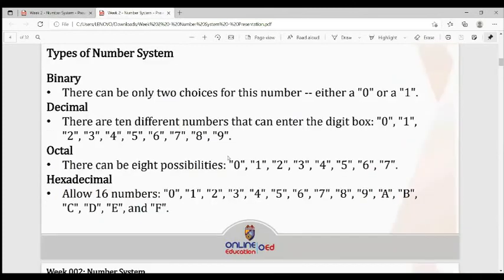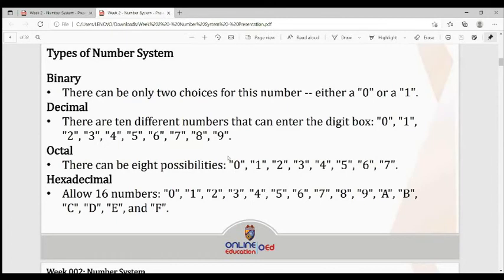So we have here the types of the number system. The first one is binary. There can only be two choices for this number. It's either a 0 or a 1. So pag binary, dalawa lang dapat ha. Dalawa lang yung input mo. It's either a 0 or a 1.